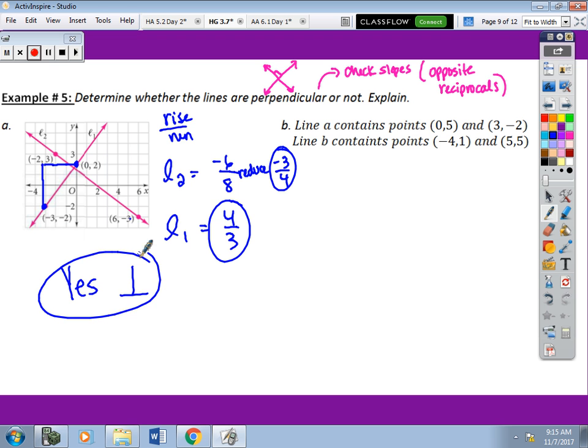You'll remember the perpendicular symbol looks like this if you ever see me write it. That way I don't have to write out the word perpendicular. Explain, you can say the slopes are opposite reciprocals.